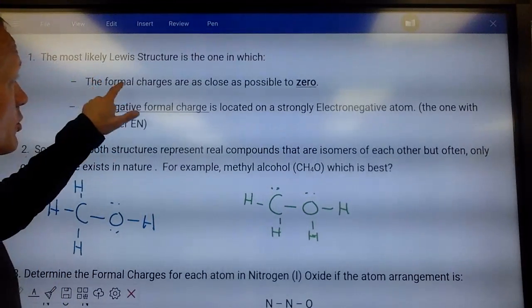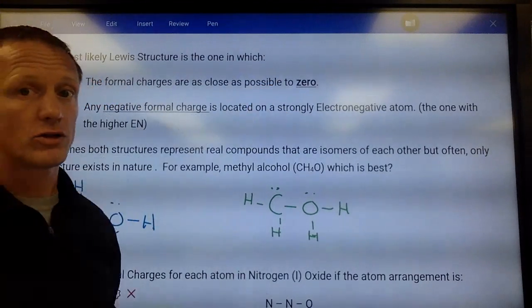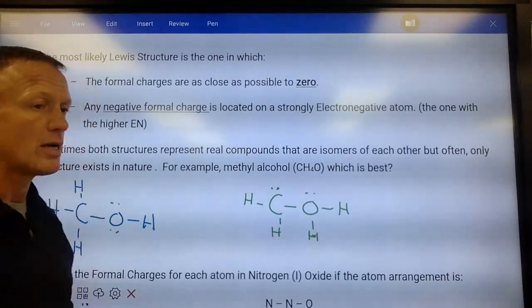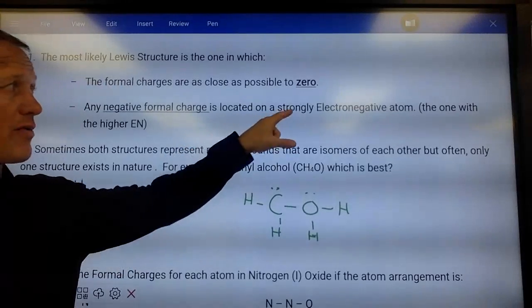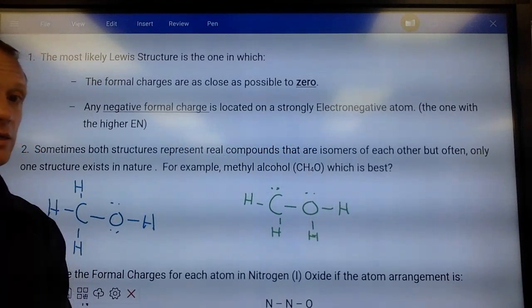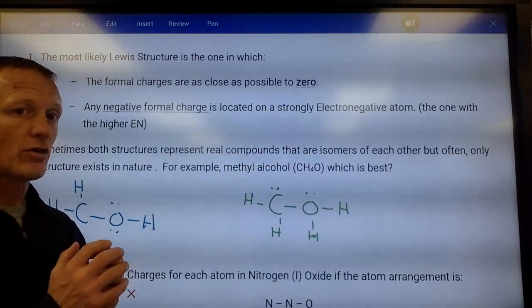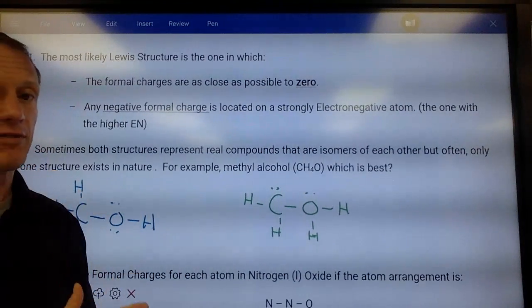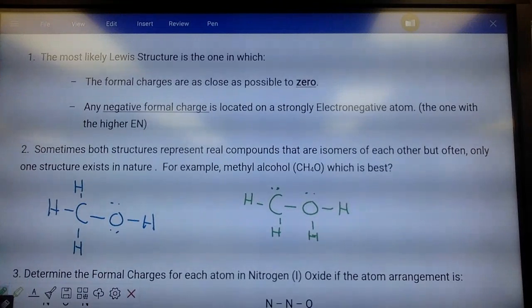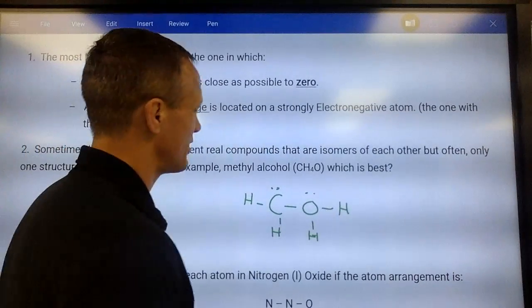The best Lewis structure is when the formal charges are as close as possible to 0. So elements want a formal charge of 0. And if there's a negative formal charge, you want it to be around the more electronegative element. So they really want to be 0. If you get everything to 0, that's great. And if there's a negative formal charge, it needs to be on the more electronegative element. So there's kind of a complicated formula for formal charge, but here's the easy way about it.